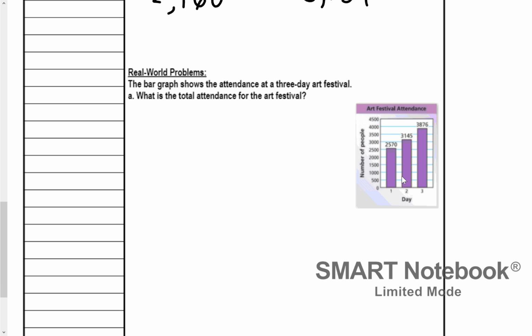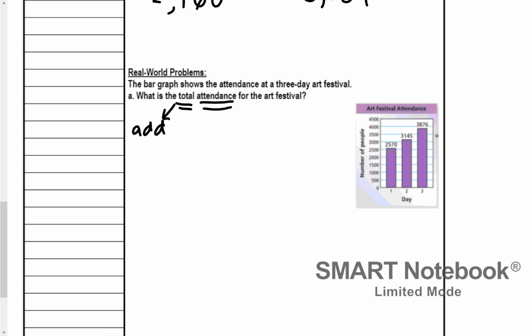Now we've got a word problem. So the bar graph shows the attendance at a 3-day art festival. What is the total attendance? So keyword is going to be total attendance for the art festival. Whenever you see that word total, a lot of the time that's going to mean you're going to want to add. So since it's a 3-day art festival and they want to know the total attendance, and it looks like the attendance is given in each day, we're going to want to add up the attendance for each day in order to get the total attendance.